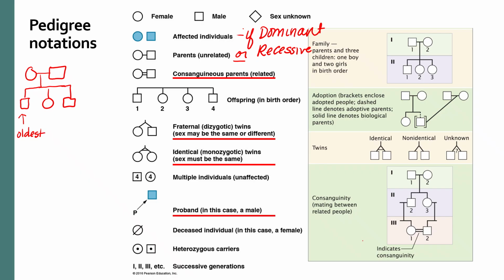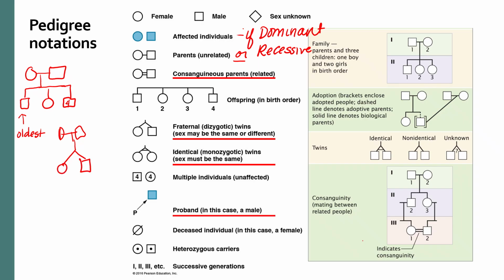If we have multiples in a row, so let's say that they had an older boy, an older girl, and then 4 sons all with the same phenotype, then we have the number in there that just indicates it. A split from 2 parents indicates twins.